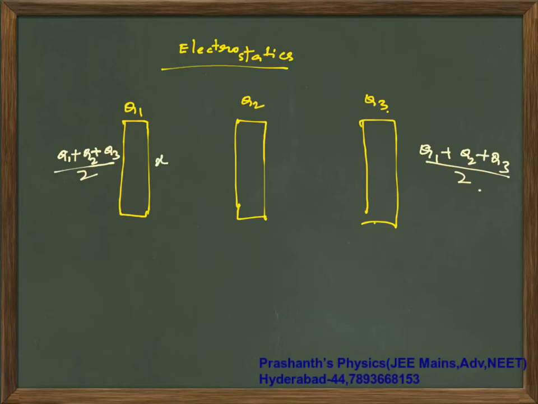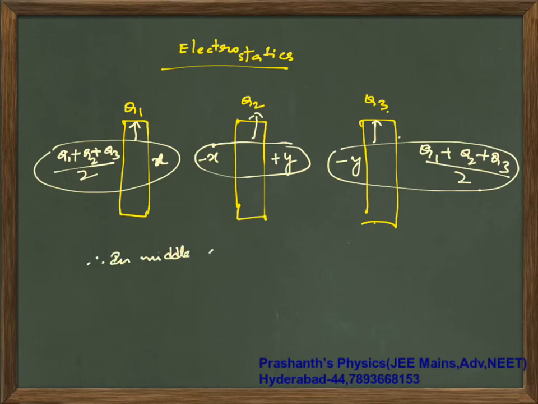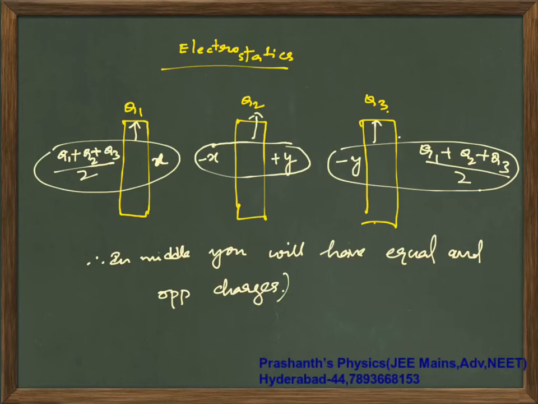In this you will have plus x, plus y, minus y like this, so that the sum of these two charges is equal to Q2. Once again, the sum of these two charges is equal to Q1 and the sum of these two charges will be Q3. So in the middle you will have equal and opposite charges on the capacitor plates, I mean the metal plates that you have here.